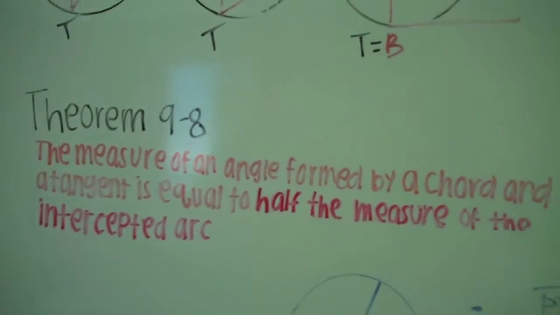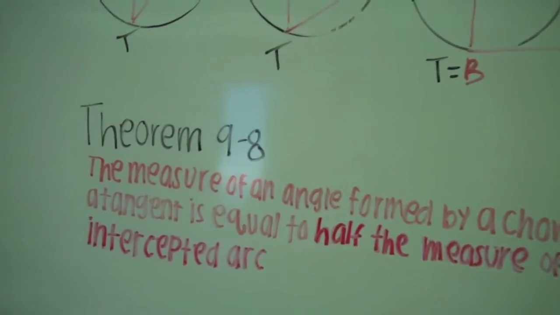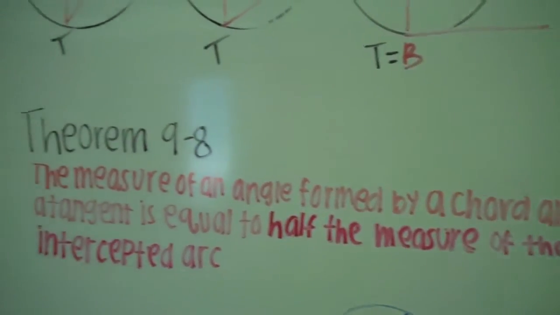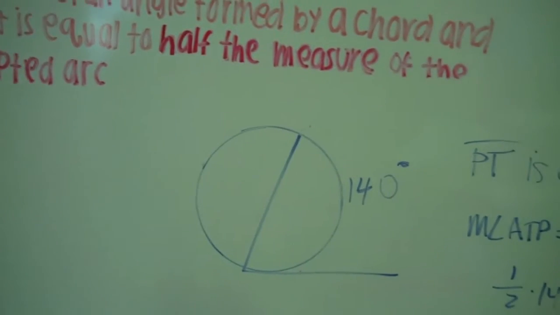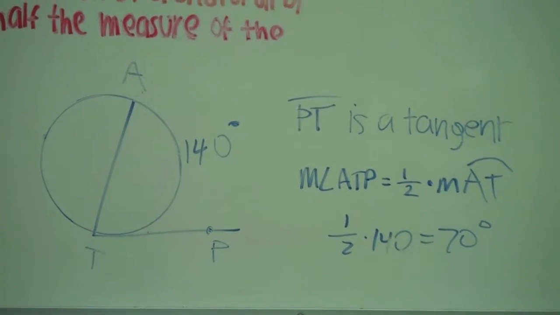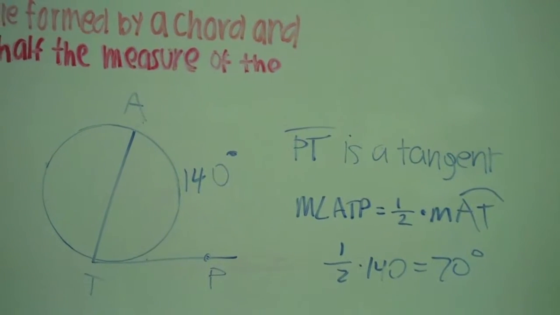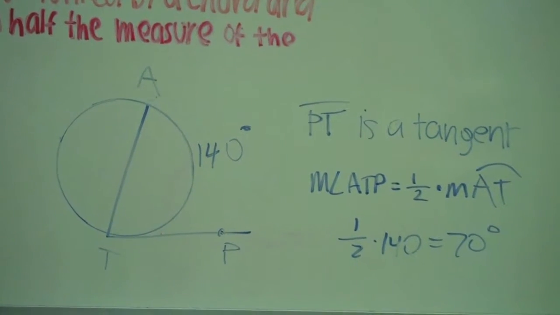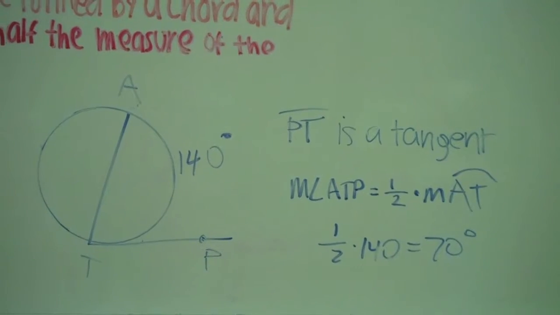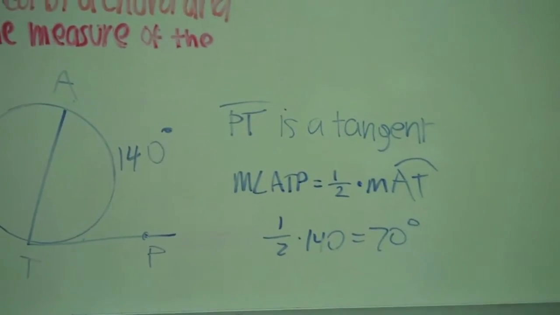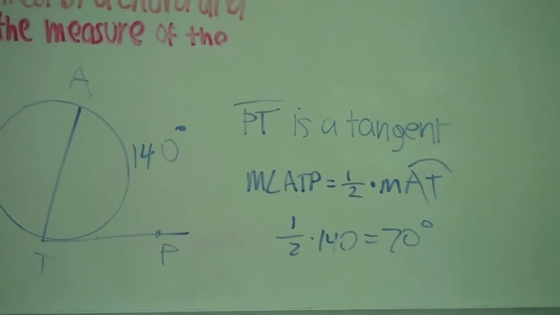Theorem 9.8. The measure of an angle formed by a chord and a tangent is equal to half the measure of the intercepted arc. For example, if line PT is tangent to the circle and AT is a chord, then angle ATP intercepts arc AT, and measure of angle ATP equals half measure of arc AT, which is half of 140, which is 70.